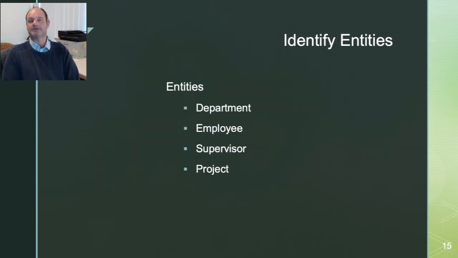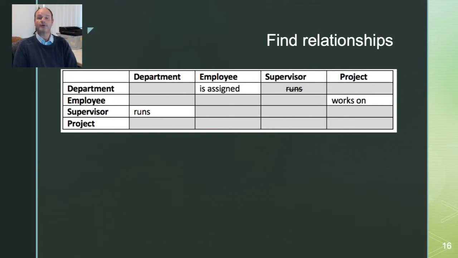The entities in this system are department, employee, supervisor, and project. One is tempted to make company an entity, but it is a false entity because it has only one instance in this problem. True entities must have more than one instance. We construct the following entity relationship matrix.